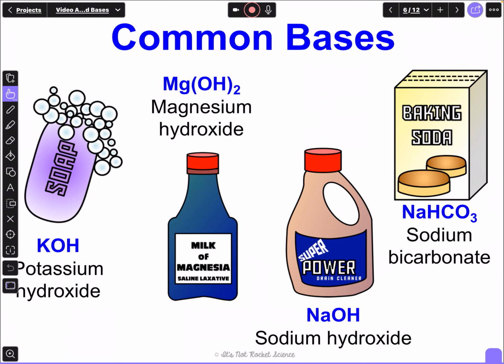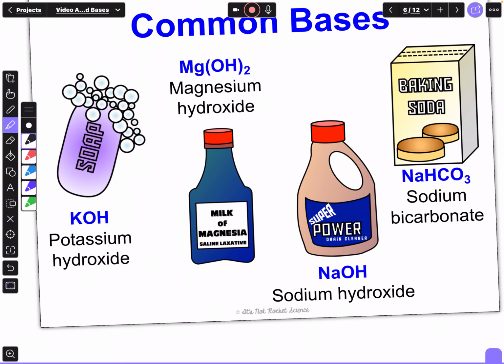Now, some common bases are like KOH. If you notice, it's got the OH in there. That's how you know it's a base. Potassium hydroxide, which is in soap. Mg(OH)2, magnesium hydroxide. It's got the OH in there. NaOH, sodium hydroxide, it's like in drain cleaner. Baking soda is sodium bicarbonate. That's one of them that doesn't have OH, but most of your bases are going to have the OH in there. All right, and if you notice, most of your bases are in cleaning products.